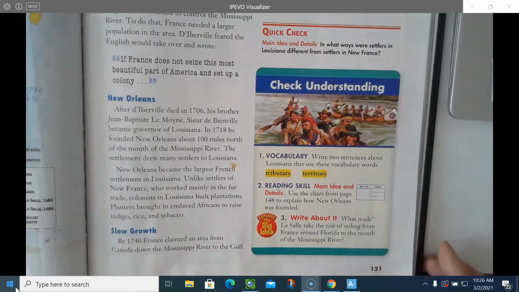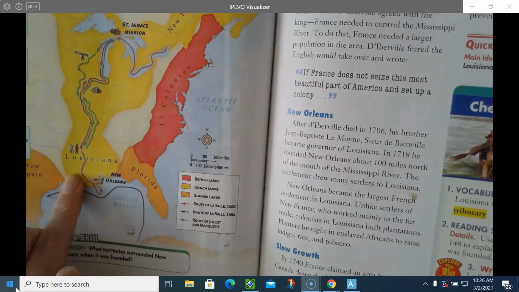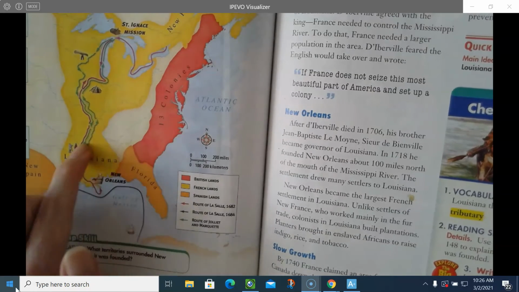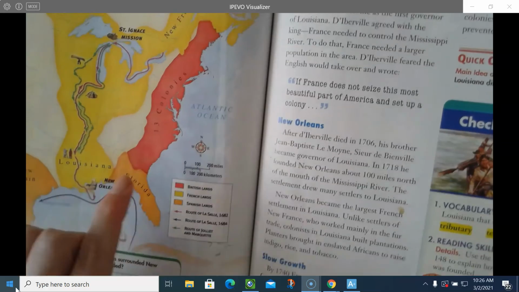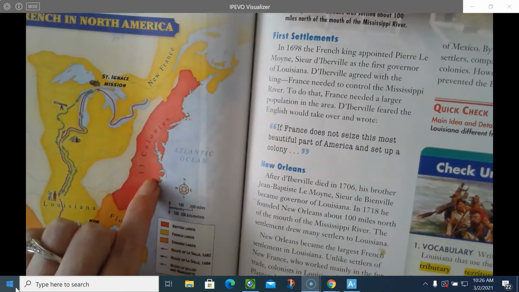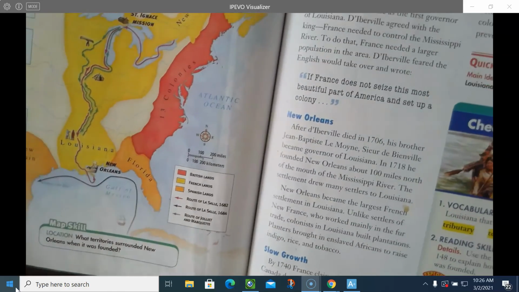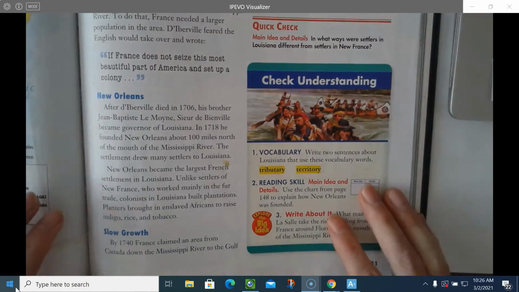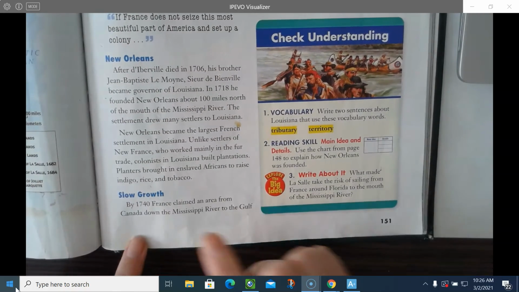So keep in mind that slavery and forcing people to work against their will is part of how the French are now setting up their colony. Parts of England are using slave labor, forced slave labor, and now France is following suit, which is hard to believe that other countries thought that to be acceptable.